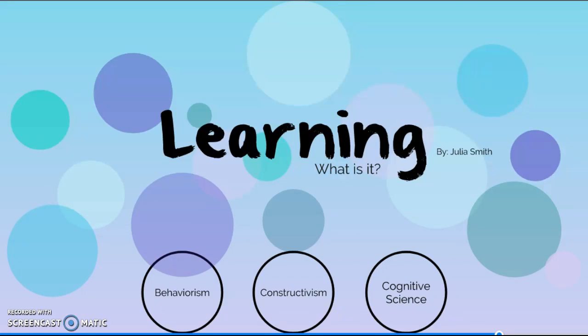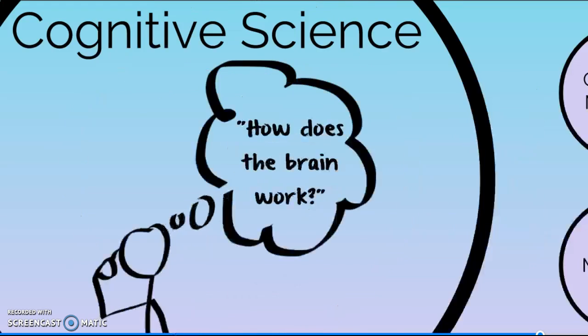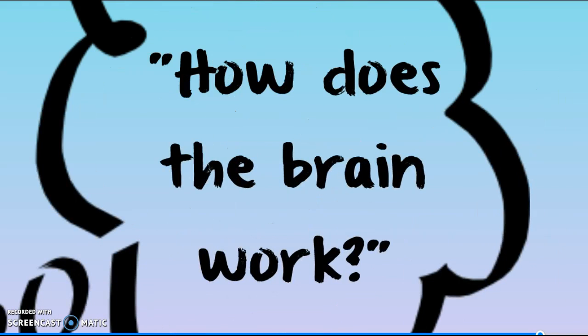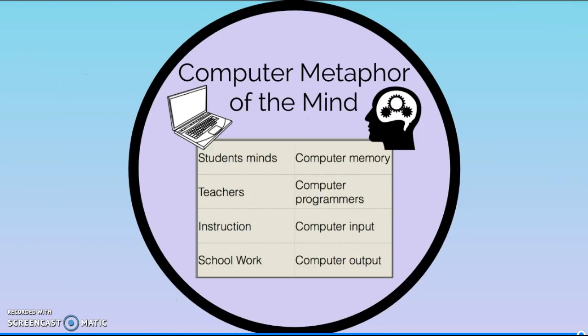Now that we've talked about constructivism, let's move on to the final topic of learning that I'm going to explain, which is cognitive science. Theorists of cognitive science have a question to think about. They are concerned with how the brain works. The computer metaphor of the mind is basically what it sounds like. It's a metaphor or analogy between a computer and the human mind. Theorists compared the computer to the human mental processing.